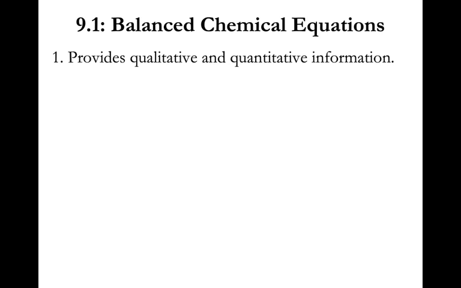The main guiding principle behind all of stoichiometry is the balanced chemical equation. As we learned in the chemical reactions unit, balanced chemical equations can provide us with qualitative information, such as what state of matter something might be in, as well as quantitative information, such as how much product am I going to get.